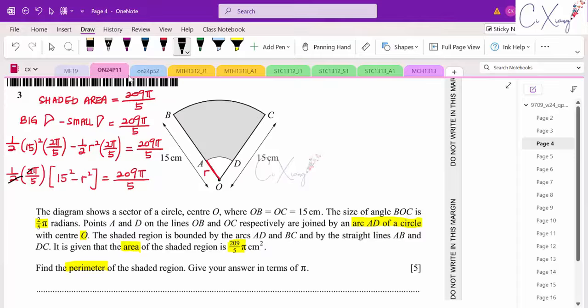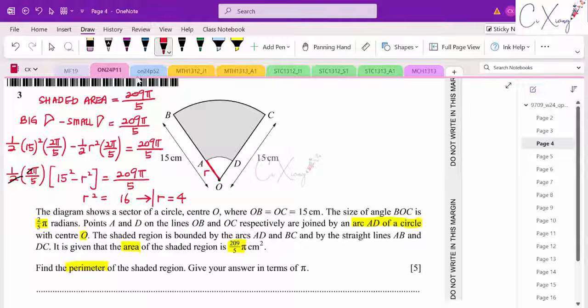Bring the pi over 5 over, it becomes multiplied by 5 over pi. Alright, and from here, I should be able to get R squared equals 16 eventually. Alright, so I skip a little bit of steps here, so you try to figure it out. You try to move all the numbers to the other side and then you simplify. You should get R squared equals 16. So when I try to get the value for R, what should it be? It should be a positive 4.